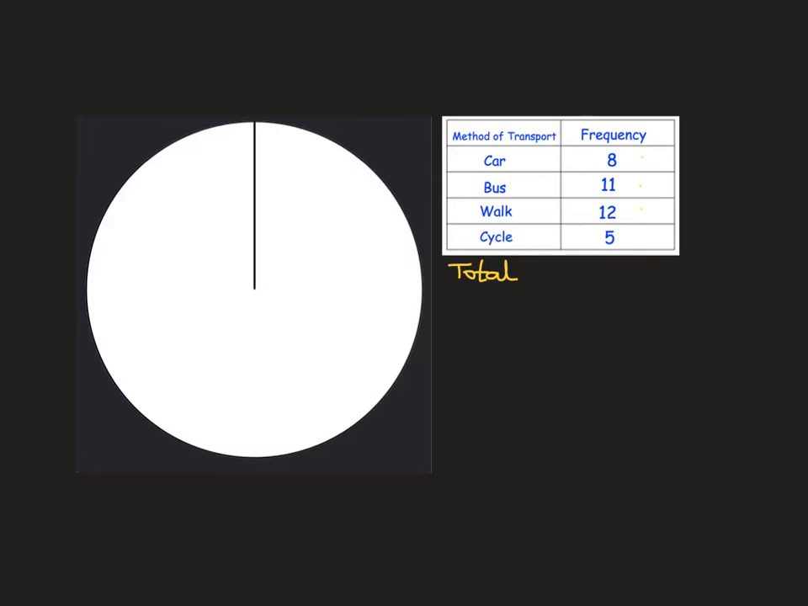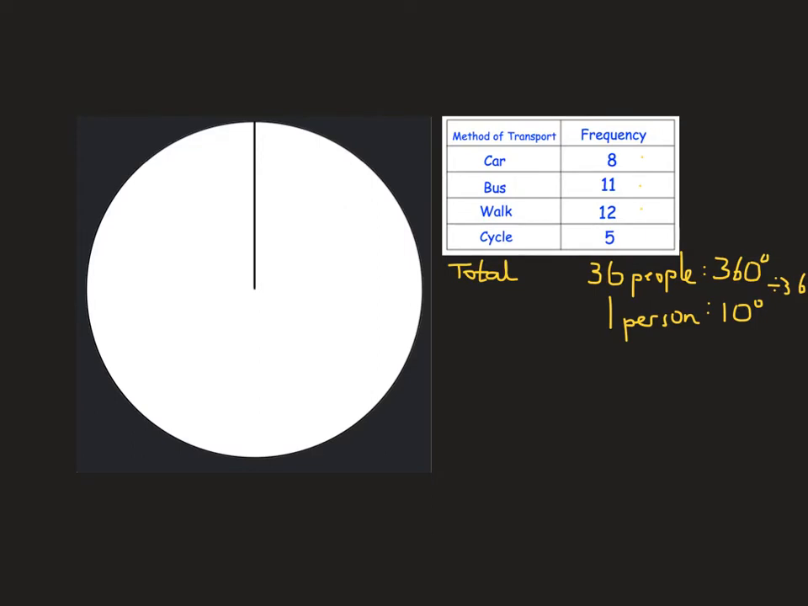So 8 plus 12 is 20, add 11 is 31, add 5 is 36. So we've got 36 people in this survey, and we need to spread them out equally between the 360 degrees. The key bit here is finding out how many degrees each person gets. If 36 people are 360, to get one person, if I divide by 36, I get that each person gets 10 degrees.